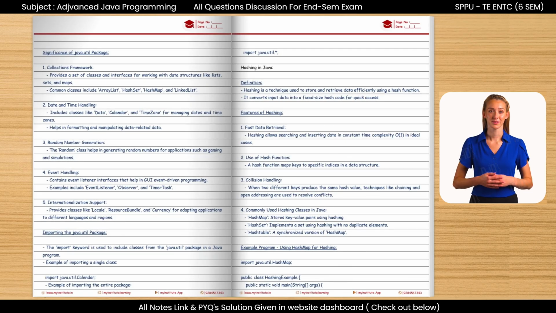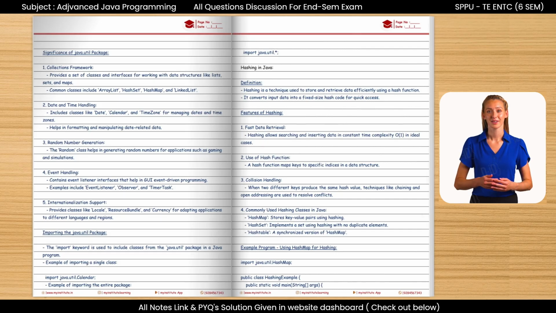Now let's move on to our next topic, which is hashing in Java. From this topic, we can expect the question like, write a short note on hashing in Java. Hashing is a technique used to store and retrieve data efficiently. It converts input data into a fixed size value called a hash code, which helps in fast searching. Java provides hashing through classes like HashMap and HashSet.